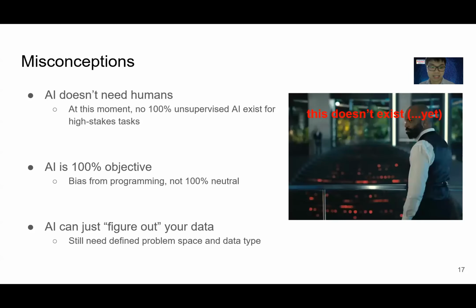The last misconception is that AI can just figure out your data. You just give it some data, AI will figure it out and do something amazing with it. This is not true. This is a picture from the last season of Westworld, which was not very good, but had an AI that was completely autonomous, that judges people and figures out everything about you just by looking at your data. This is not true. Right now, AI is still very, very constrained. When we design AI applications, we need to define what the AI application is for, the input data and the output data type, which you'll see in an example.